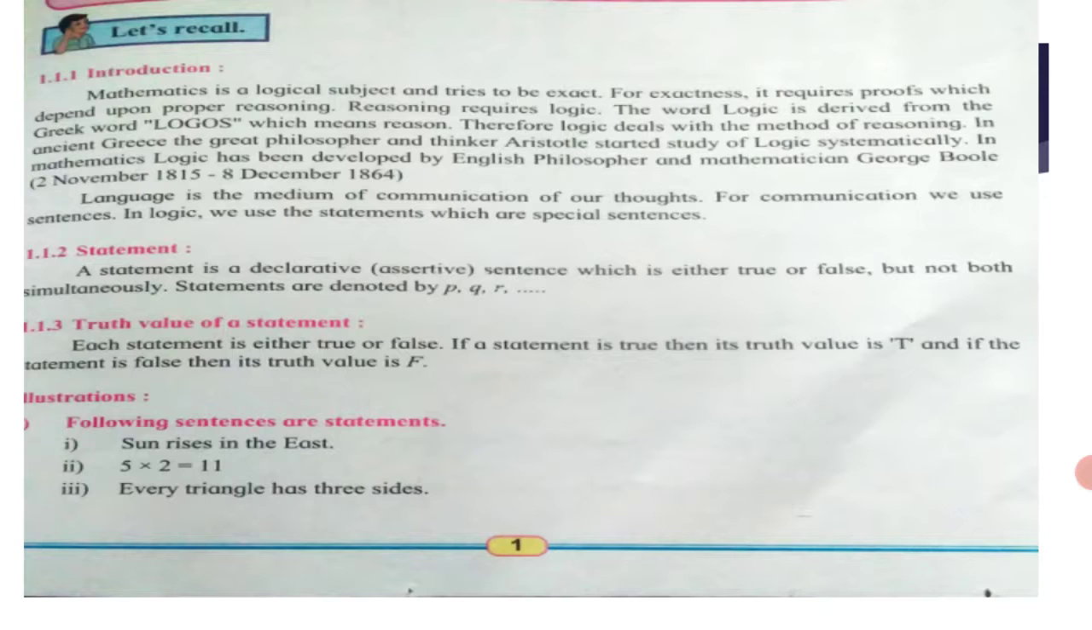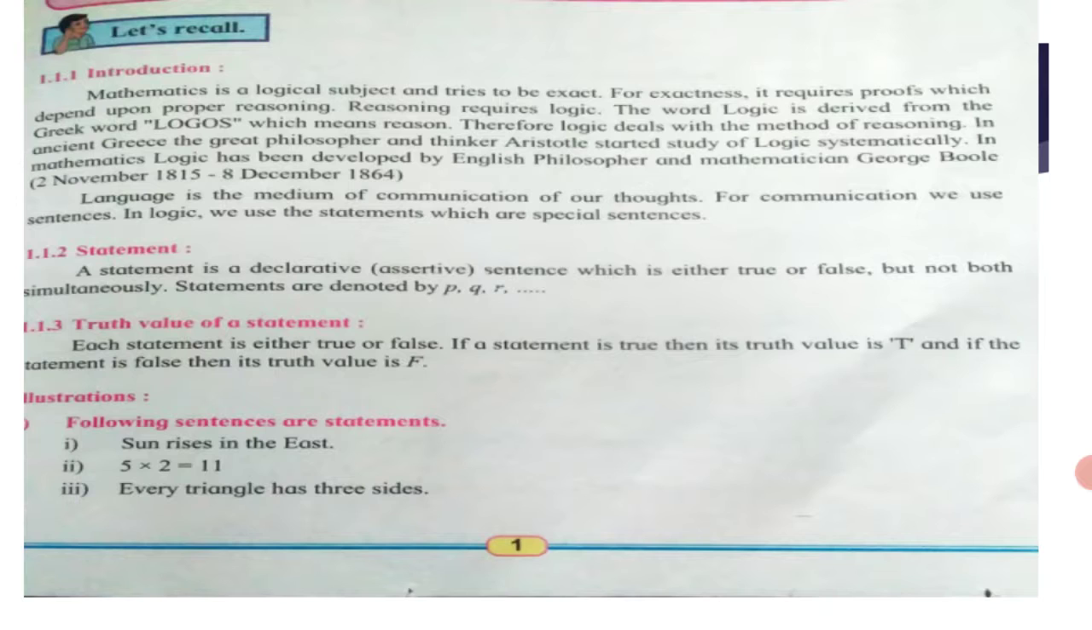Mathematics is a logical subject and tries to be exact. For exactness, it requires proofs which depend upon proper reasoning. Reasoning requires logic. The word logic is derived from the Greek word logos, which means reason. Therefore, logic deals with the method of reasoning. In ancient Greece, the great philosopher and thinker Aristotle started the study of logic systematically. In mathematics, logic has been developed by English philosopher and mathematician George Boole, 2 November 1850 to 8 December 1864.